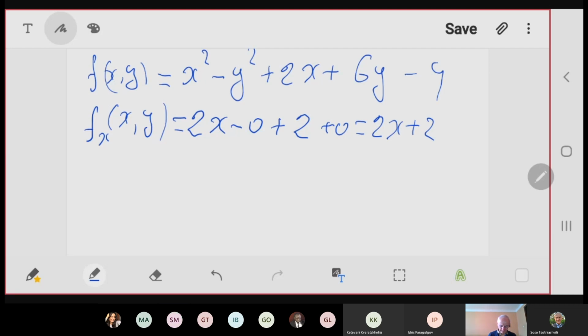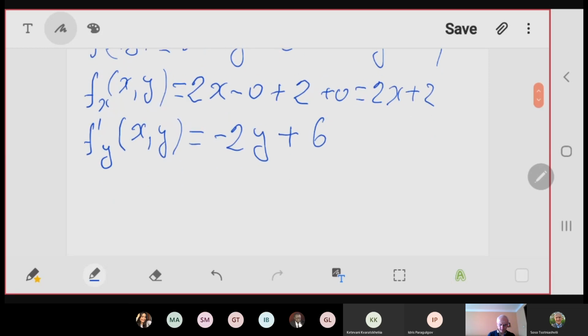Okay. Now let's find the partial derivative for y. Please help me to find the partial derivative. Here it will be minus 2y plus 6. So it's minus 2y, I agree, minus 2y plus 6. Absolutely.